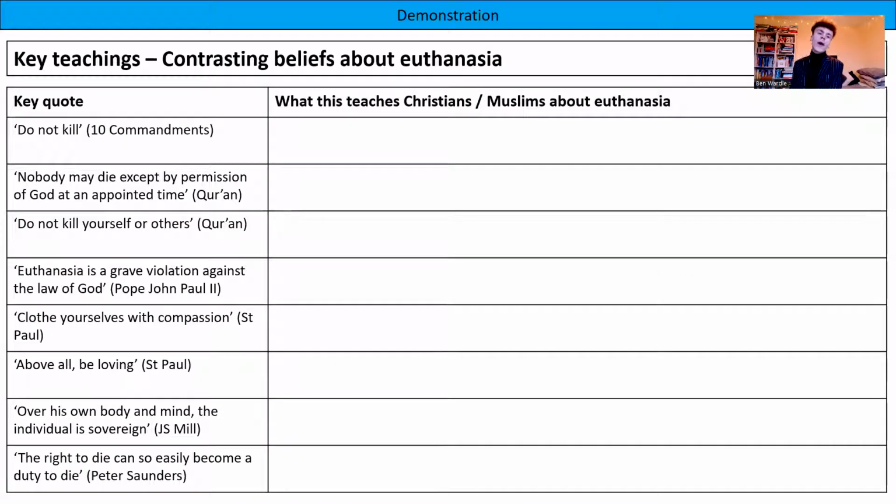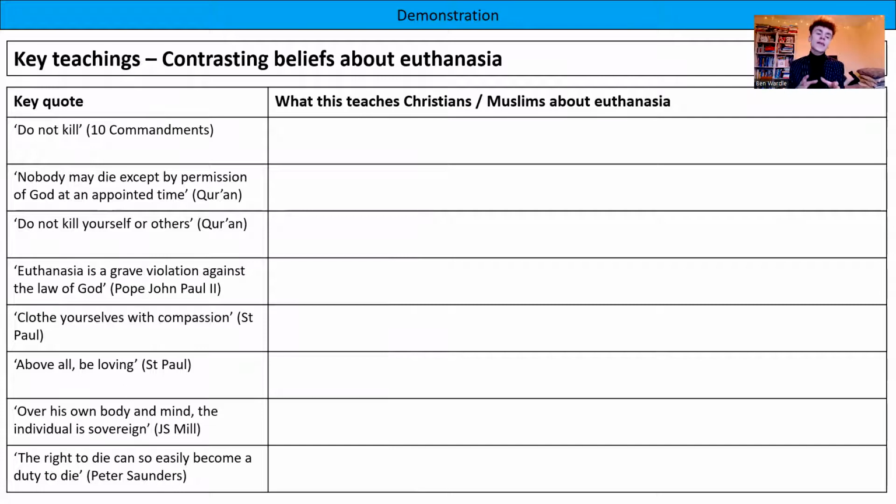We're going to have a look now at the contrasting beliefs about euthanasia within both Christianity and Islam. If you have downloaded the PowerPoint, you might like to print this table off, and then you can actually fill in the explanations as we talk through them in the video. So let's have a look at these contrasting beliefs, shall we?